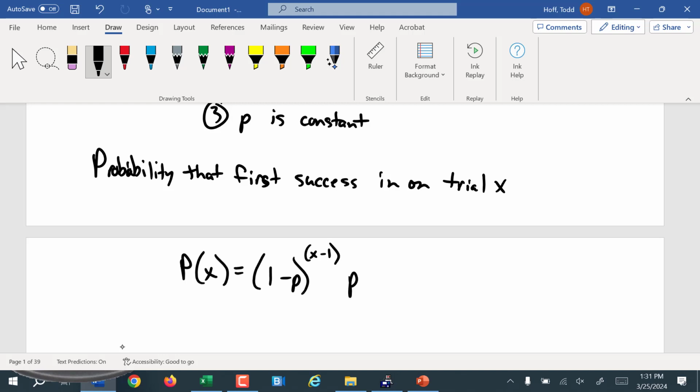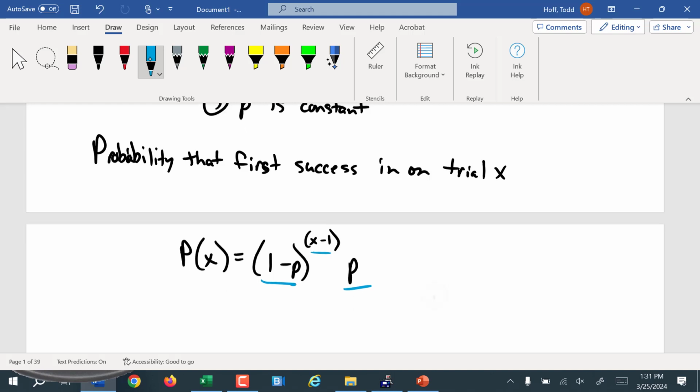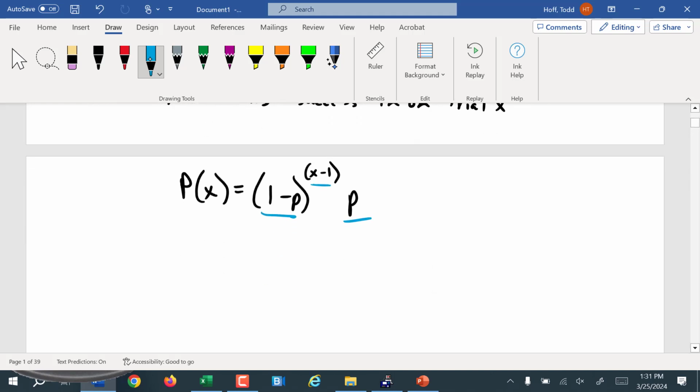So if you think back to the binomial distribution, X minus 1 is the number of trials before we get to that X trial. 1 minus P is the probability of failure. We need that many failures to occur and then get the success. There's no combinations here because there is no variation in order. The success has to be the last one.